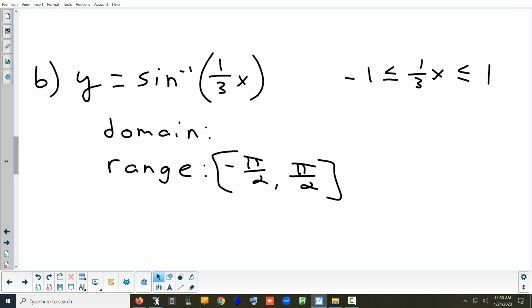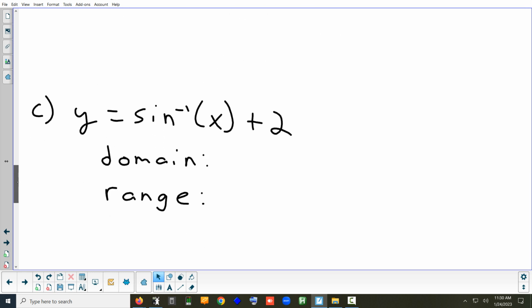And how are you going to get x by itself there? Yeah, multiply everything by 3. Times 3, 3, 3. So your new domain is from negative 3 to 3, because you've stretched it by a factor of 3. 1/3 is a smaller number, which makes the domain bigger, stretches. Okay, question on that?